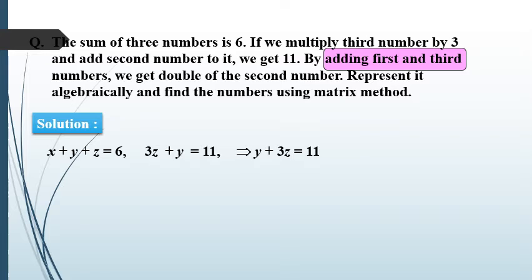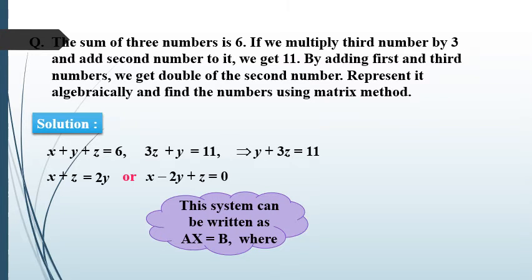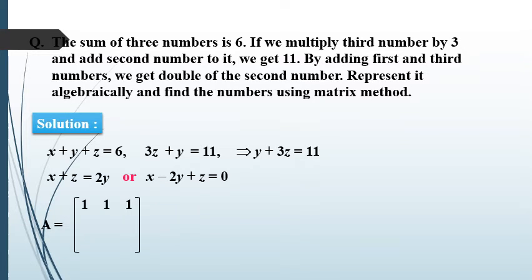And the third equation is adding the first and third number, we get double of the second number, that is x plus z is equal to 2y, or we can write it in the standard form as x minus 2y plus z equal to 0. So we have obtained the system of linear equations. Now we will be converting the three equations into matrices.